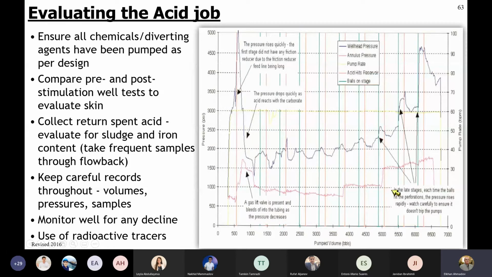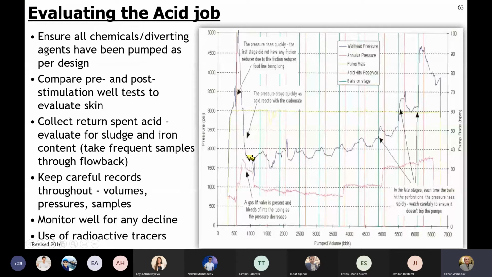And here we can see that when we start injection, pressure rises quickly because we have resistance to the flow. As the acid starts reacting with the carbonates, we can see the drop in pressure, because the acid is opening new wormholes, and fluid goes into the reservoir easily.